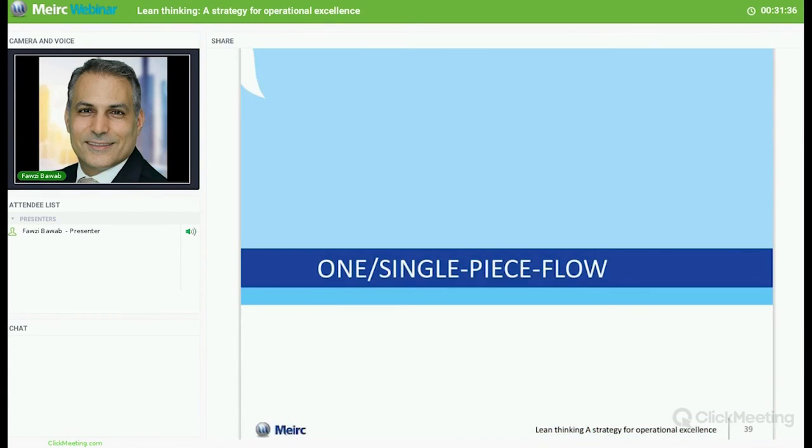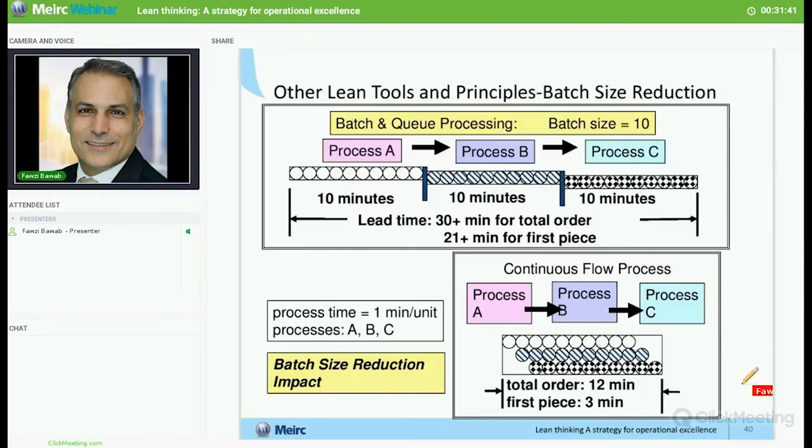Another concept I picked for you is one single piece flow, which basically challenges people to change their mindset and tells them that when you make one and you move one, it will be much faster than what we call batch and queue processing. In this example, if we look at the batch, you can see that the lead time for the total order is 30 minutes.